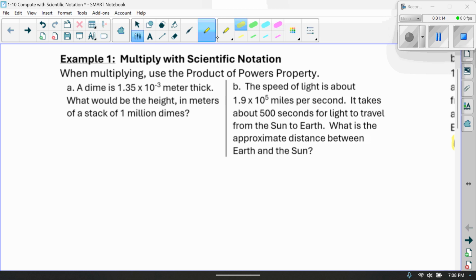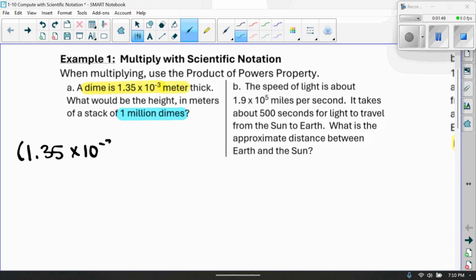For this one, the important information is that we have a dime that is 1.35 times 10 to the negative 3 meter thick. And we want to know, if we stack dime and dime and dime, if we stack 1 million dimes together, how tall it's going to be. So we're going to multiply 1.35 times 10 to the negative 3 times 1 million dimes.